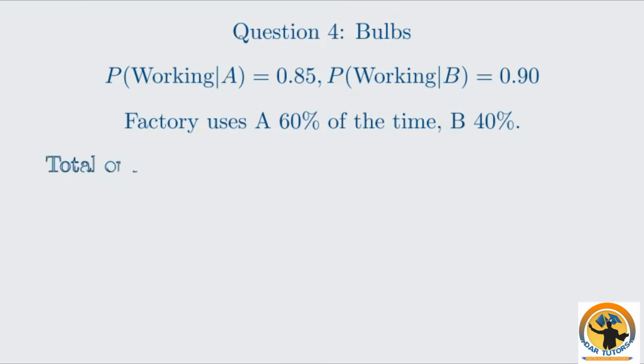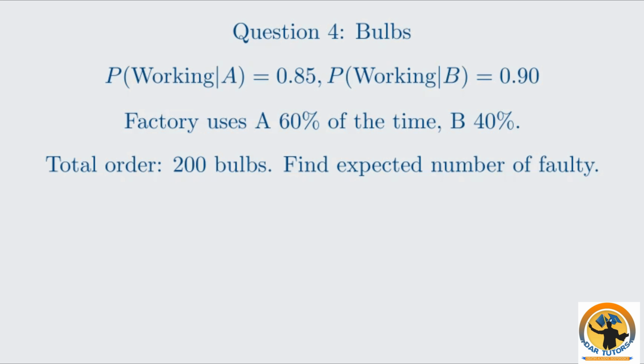Question 4. A factory has two machines, A and B, that produce light bulbs. 85% of bulbs from machine A work. 90% of bulbs from machine B work. The factory receives an order for 200 bulbs, and it uses machine A 60% of the time. What is the expected number of faulty bulbs in the order?